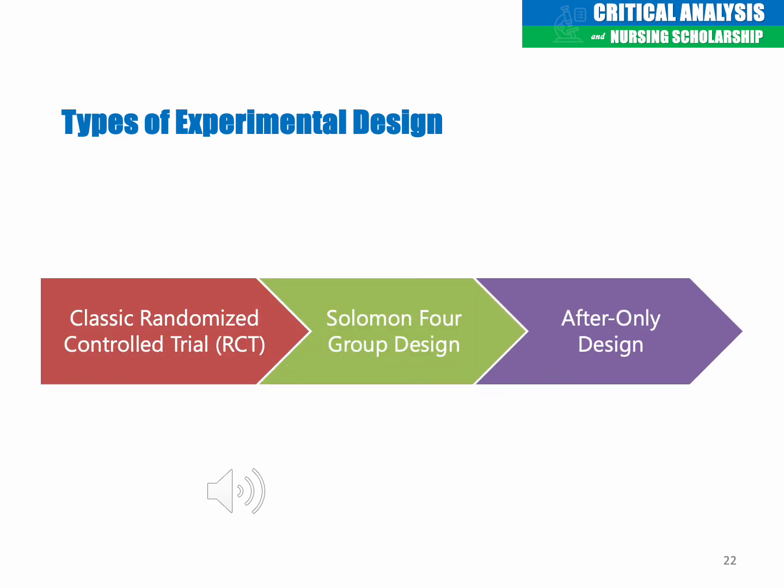When we talk about true experimental research design, there are three common types. First, the classic randomized control trial or RCT. The second one is Solomon 4-group design. And the third one is after-only design. In the next few slides, I'm going to present how these types of experimental research design are implemented, and I'm going to give you a specific and actual example of a research utilizing these designs.